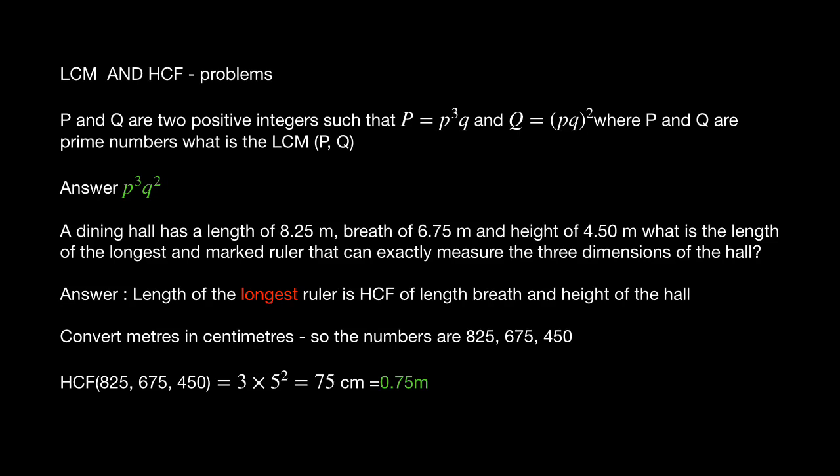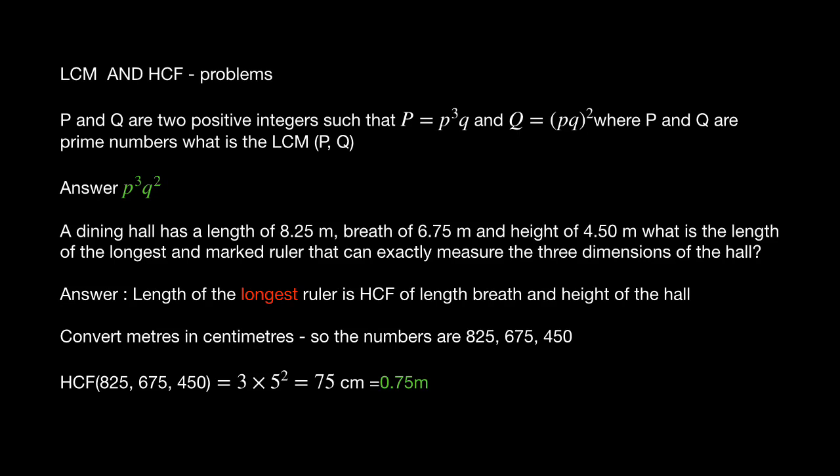Let us see some problems to understand the concept better. In the first problem, P is given as the product of P cube with Q and Q as the product of PQ to the whole power 2. Now we have to find the LCM, that means least common multiple. So the common factor here is P and its highest power is cube. And next, Q is also a common factor, hence we consider Q and its highest power is 2. So the answer for the LCM of P, Q will be P cube into Q square.